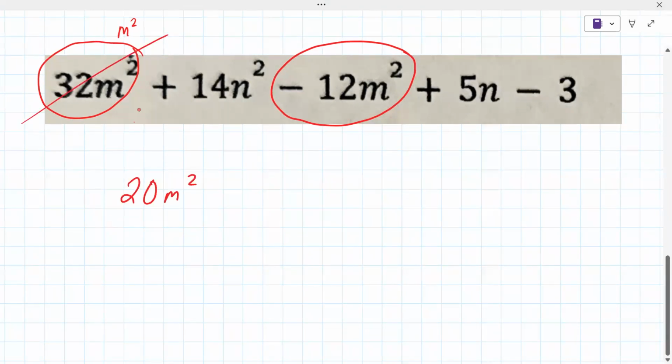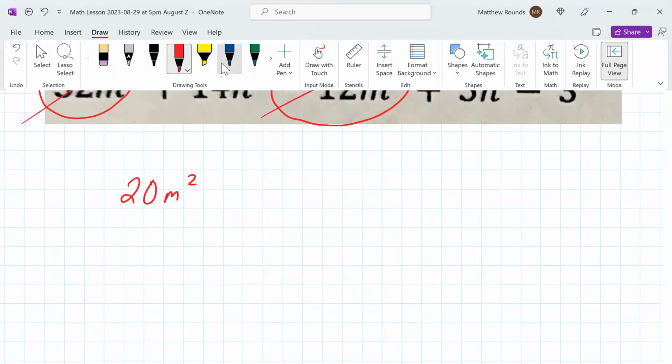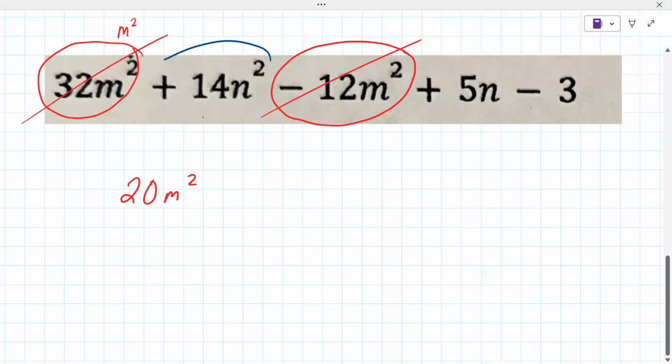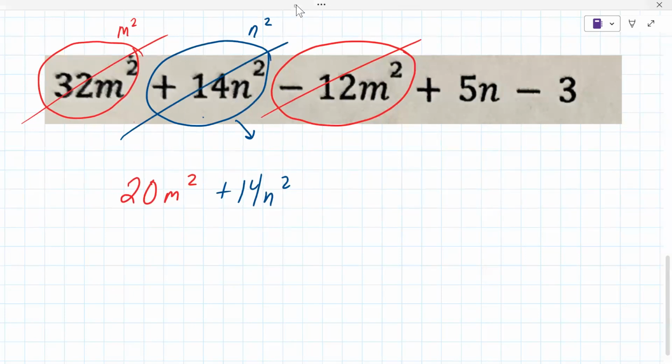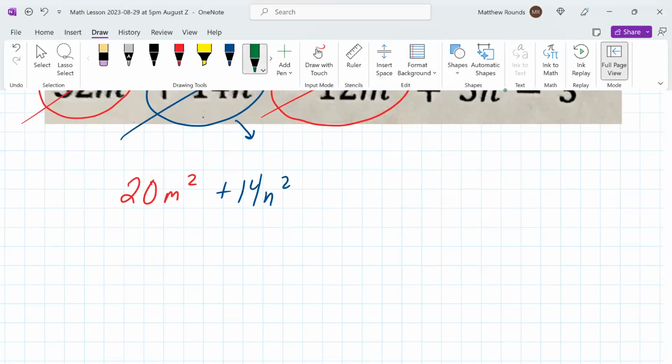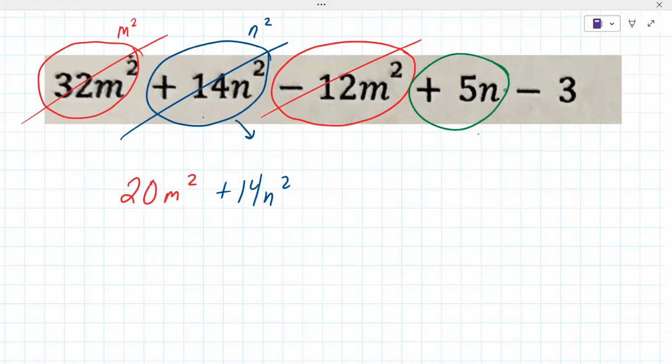You've used up both of those, so you know, okay, don't need those anymore. Now 14n squared. n squared is the term. Do you see any other n squared terms? No, not n squared. It has to be exactly the same, n squared. So you just bring that down. You've used it up. Now you go to the 5n. Do you see any other n terms? n to the power of 1. No. So you just bring it down.